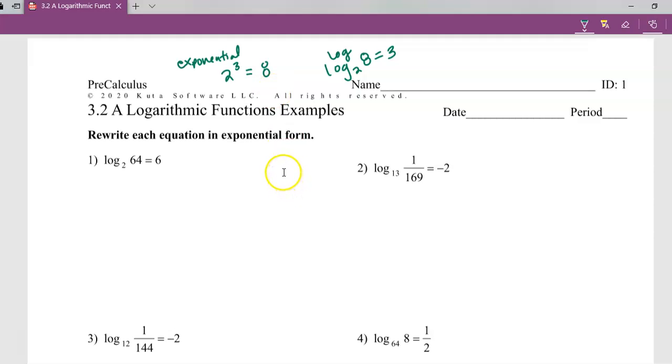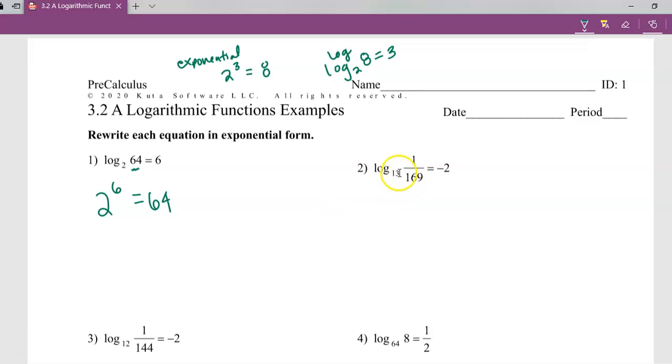So the first thing we're going to be doing here is going back and forth. It's given in log form, and we're going to write it in exponential form. This little number down here is always the number being raised to an exponent. This number over here on the other side of the equal sign is always the exponent, and then it equals that number there, okay? Because if I'm only looking at the left-hand side, log base 2 of 64, it's saying what exponent would I have to raise 2 to in order to get 64? And that exponent is 6. So in exponential form, this is just 2 to the 6th equals 64.